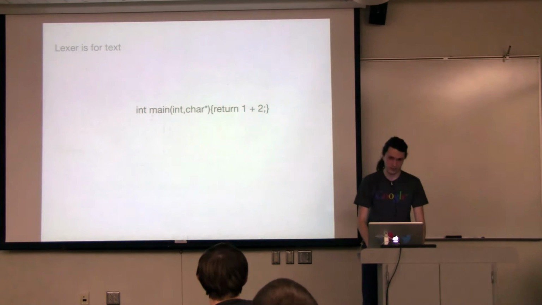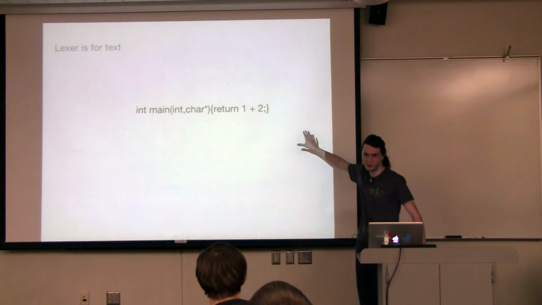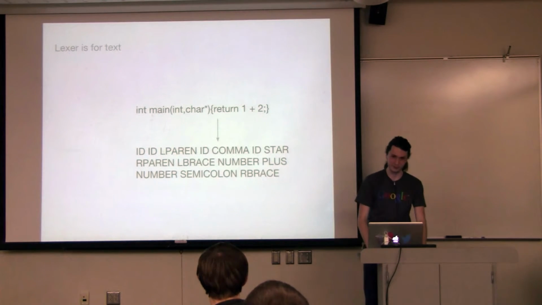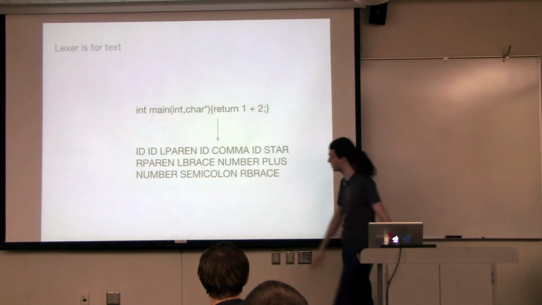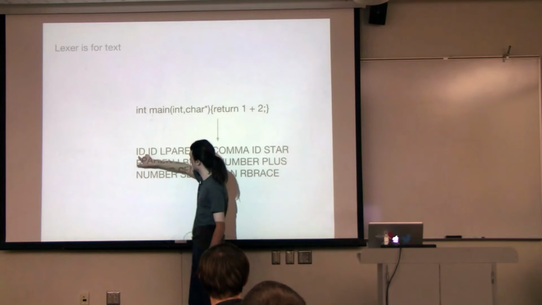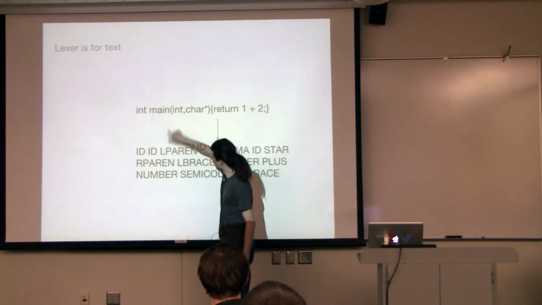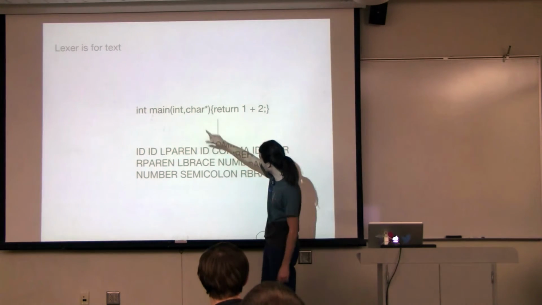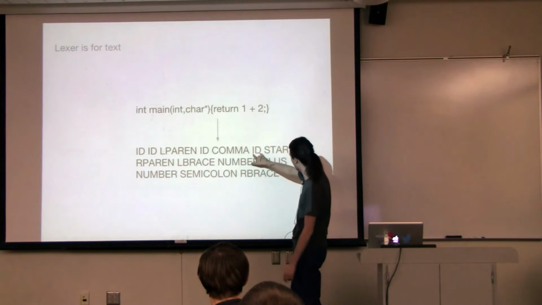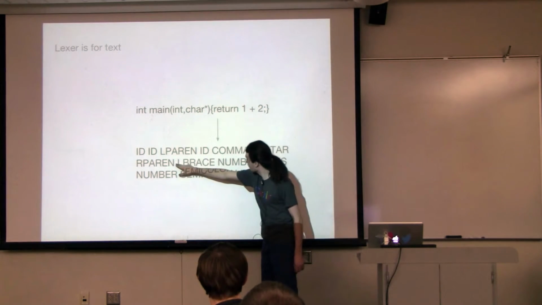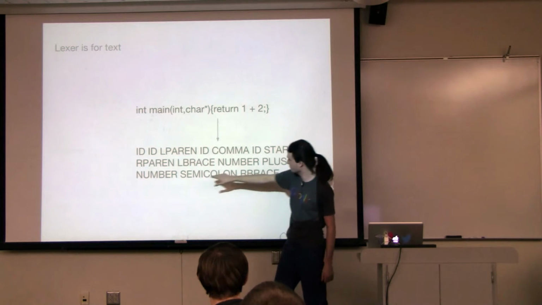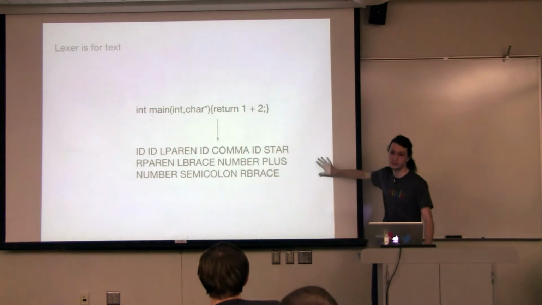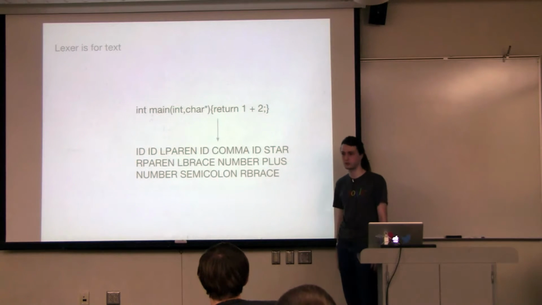So if we were to take this, this is a valid C program. I did run this. It does work. It looks like this after the Lexer's done with it, which is just like, okay, int's an ID, main is an ID, we have a left paren, int is an ID, comma, char star, ID star, right paren, left brace, number plus, number, semicolon, r brace. You can actually get Clang to dump out the lexical structure of your program if you really want to.